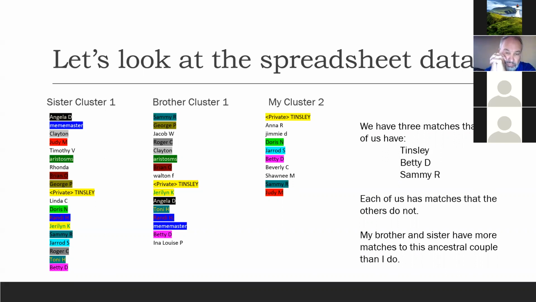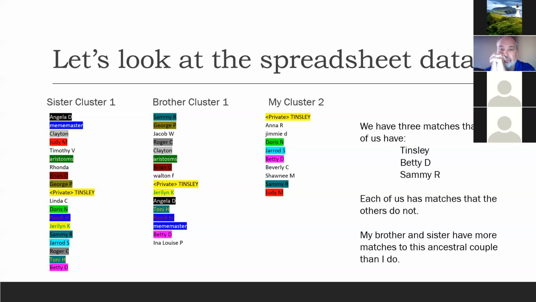Remember, I'm not only looking at how Tinsley, Betty D, and Sammy R are related to me, I'm looking at how they're related to my brother and sister as well. So that's a pretty good solid group of people. And maybe from that, I can figure out the family group that they belong to.